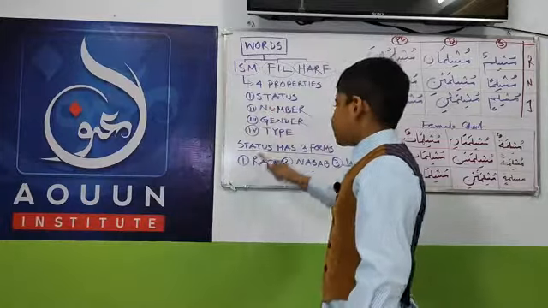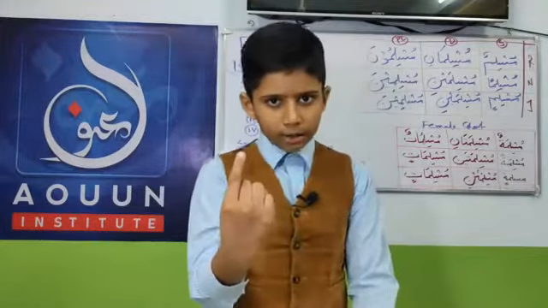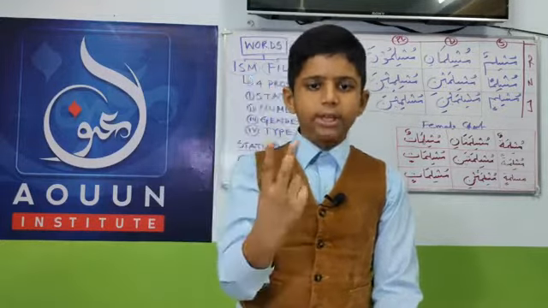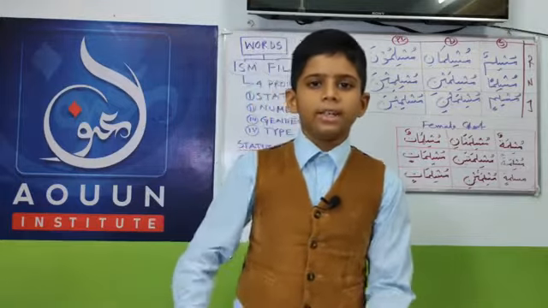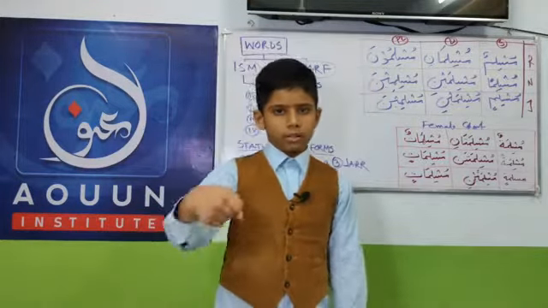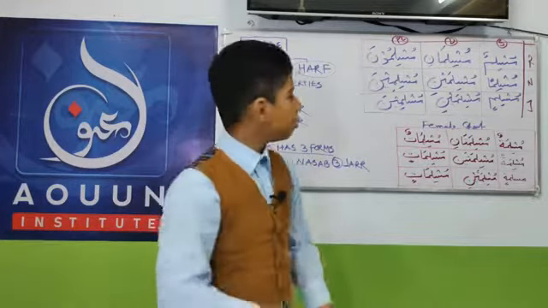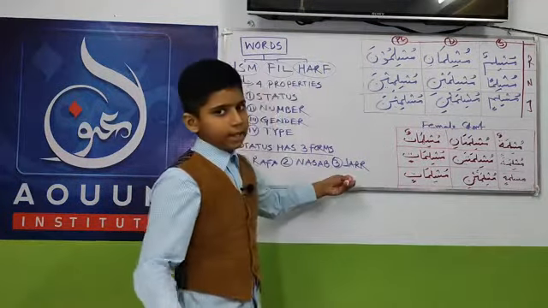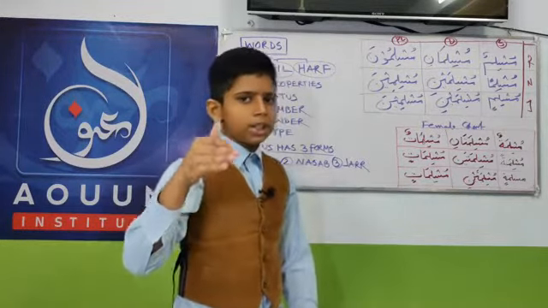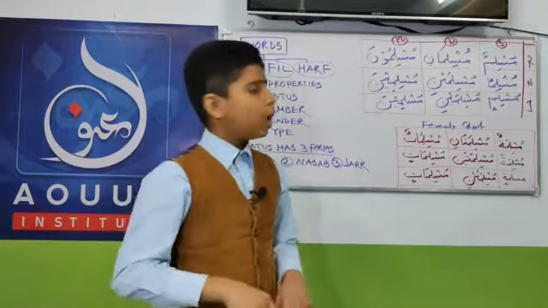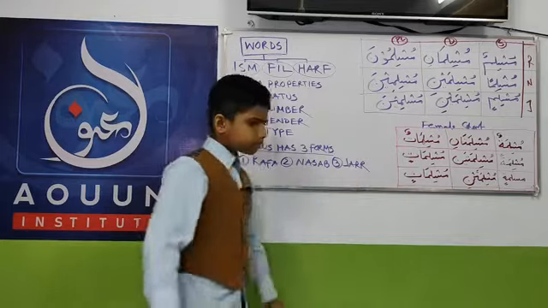So status has 3 forms: number 1 is rafa, number 2 is nasab, and the last one is jar. Don't think that it is a jar like the one we used to put water in. Not that kind of jar. You have to say it like jar, if you like to spell it really well. I hope you got that right. So this is rafa, nasab, jar.